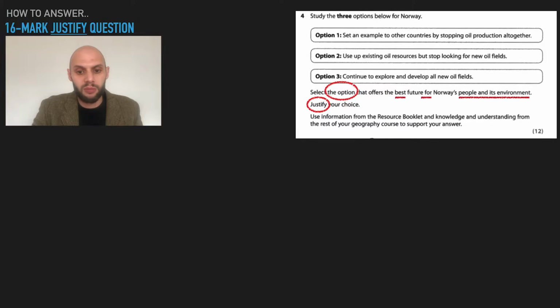Then it's a justify question. We're going to show you how to do that. The final sentence there says use information from the resource booklet. So you've got to use evidence from the resource booklet and knowledge and understanding from the rest of your geography course to support your answer. To get full marks in this answer, you would be required to use evidence throughout the booklet and bring in some knowledge from the rest of your course. So I'm going to give you some ideas about that.